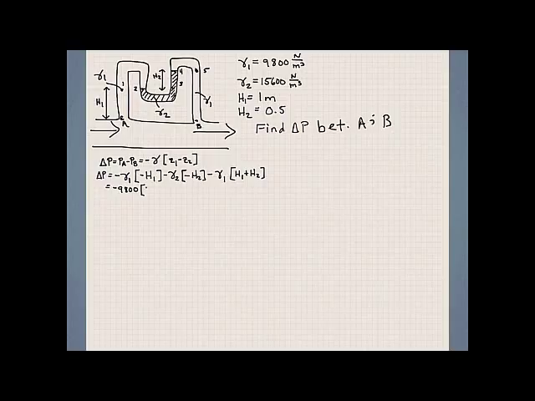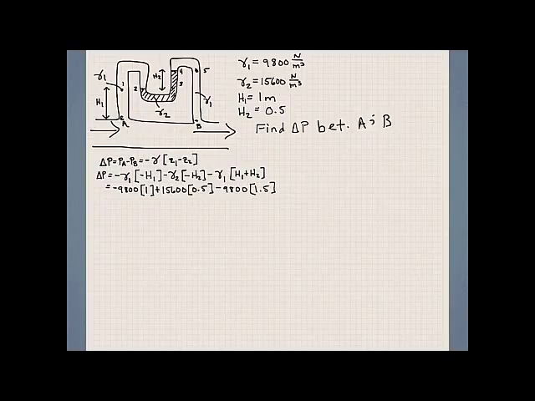So H1 is 1 meter. Okay, minus gamma 2, which is given as 15,600. And this is a positive. And H2 is 0.5 meters. And this would be a negative 9,800. And H1 plus H2 would be 1.5.